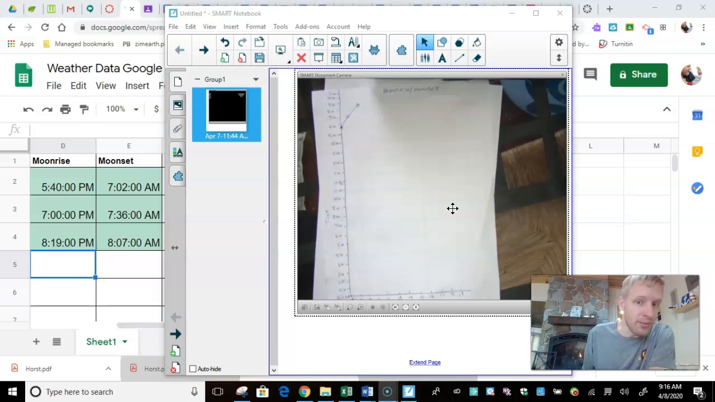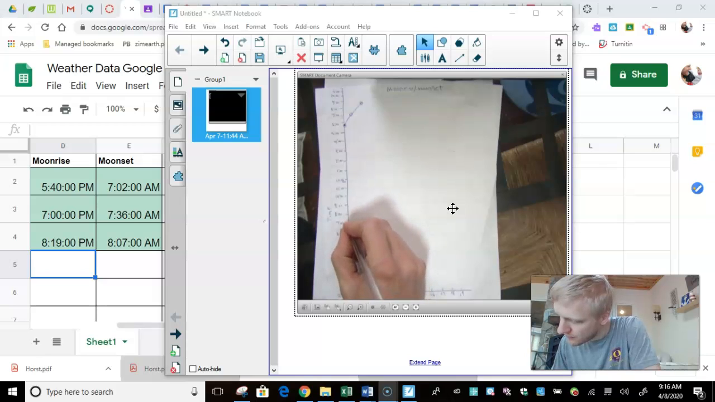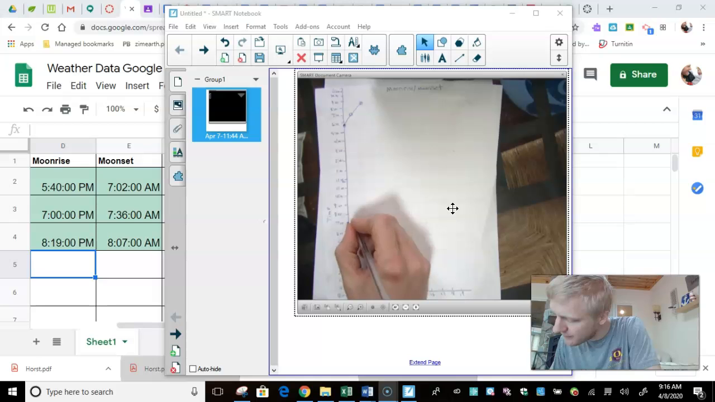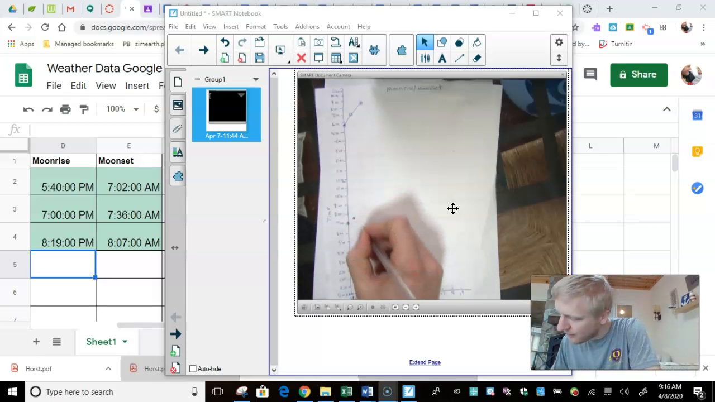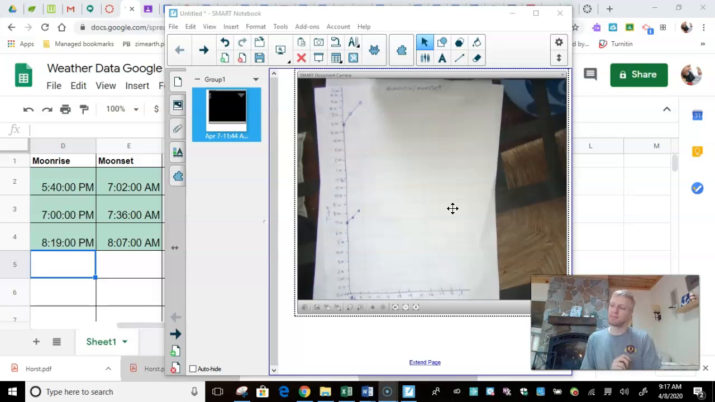So why don't we do the moonset? So you'll get to see this one. 7:02 a.m. There we go. And then we have 7:36 on the 9th. And then on the 10th we had 8:07. And then you connect the graphs.